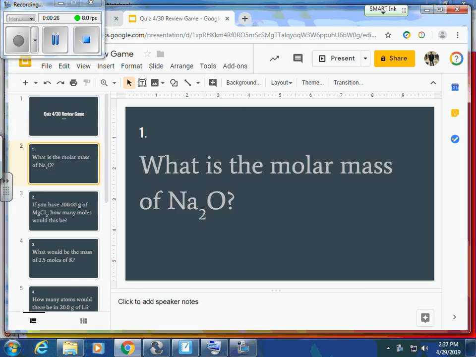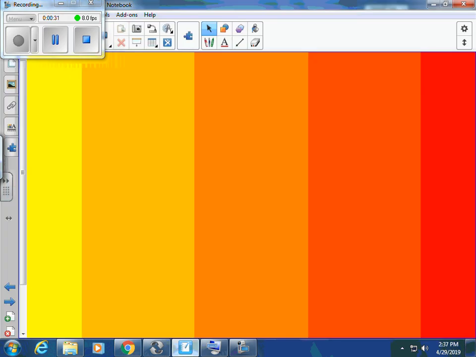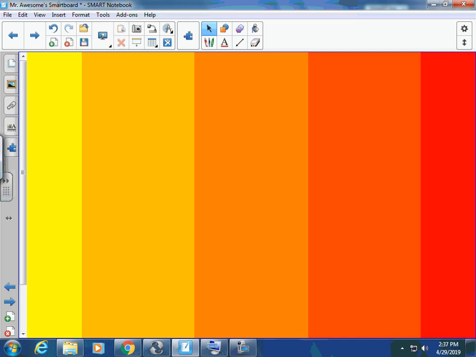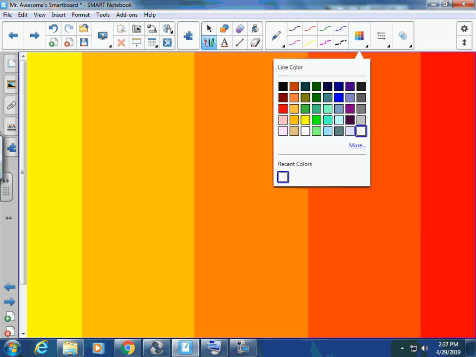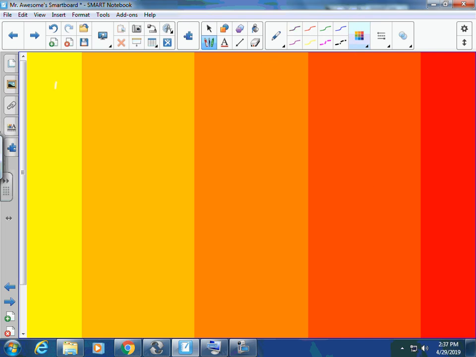Number one, what's the molar mass? So be able to find the molar mass of a substance. We have Na2O. So for Na2O, what we're going to do here is you just take what's in it. So Na2O consists of 2 sodiums and 1 oxygen. So Na 2 times, 2 of those, and oxygen, there are just 1 of those atoms in this molecule.